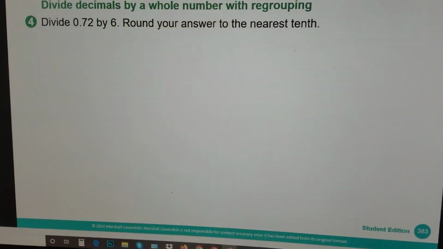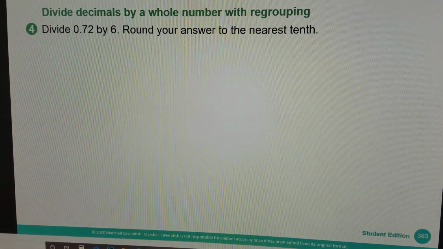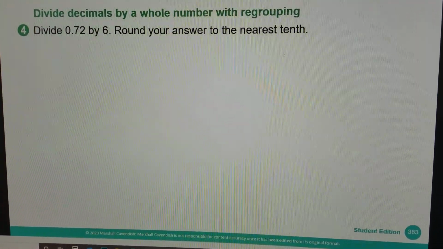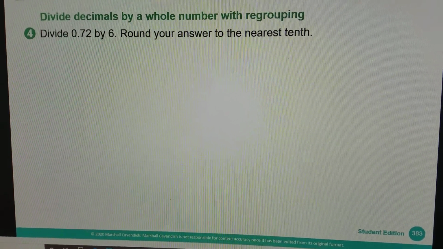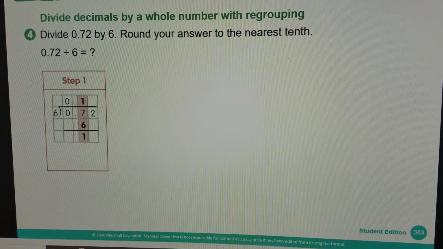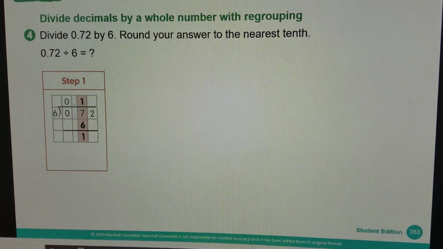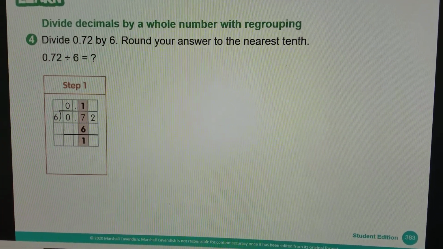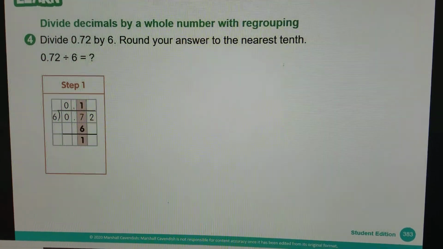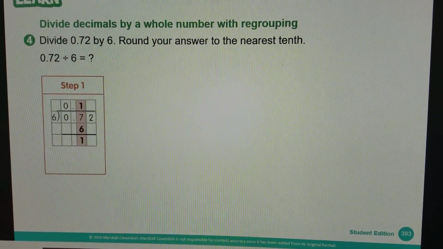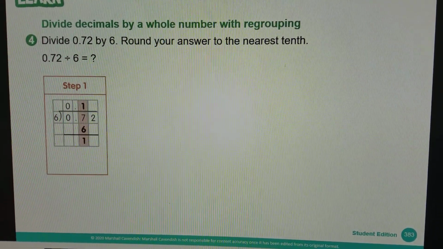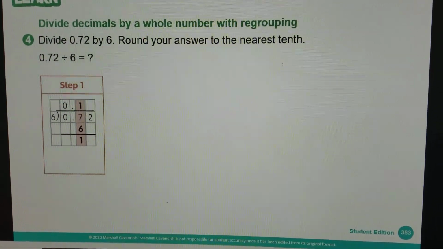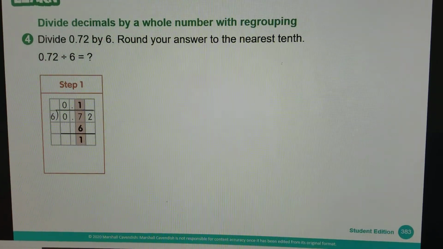Divide 72/100 by 6. Round your answer to the nearest 10th. Let me just see. Oh, I don't want to show you the answers. Okay. So first we're going to write the problem. 72/100 divided by 6. I have no wholes, so 6 doesn't go into 0. 6 goes into 7. 7/10 divided by 6, they each get 1. I gave away 6. I have 1 left over. Now I have 12/100. 12 divided by 6 is 2.